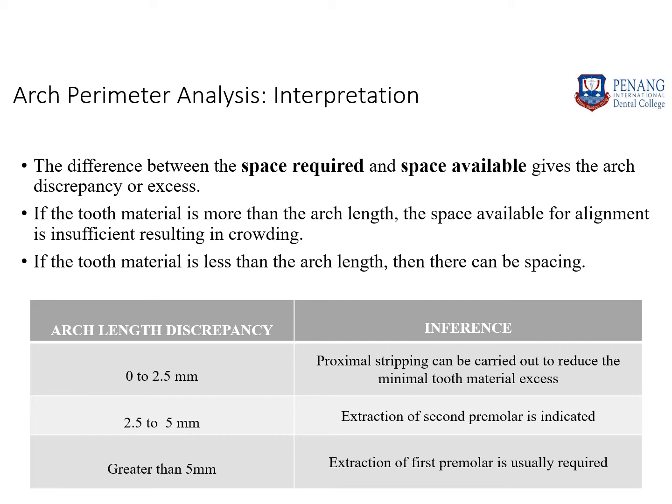So if there is a discrepancy of 0 to 2.5 millimeters, how do you treat that, or what exactly do you need to do to gain that space? So you can perform proximal stripping so that you reduce the tooth material. If the discrepancy is 2.5 to 5 millimeters, extraction of second premolar is indicated. A discrepancy of greater than 5 millimeters, you will have to consider extracting first premolar to gain that much of space.